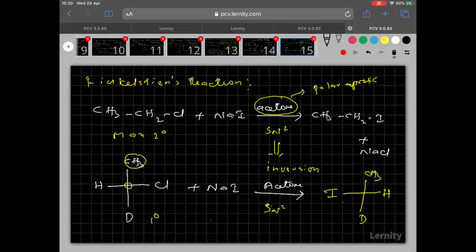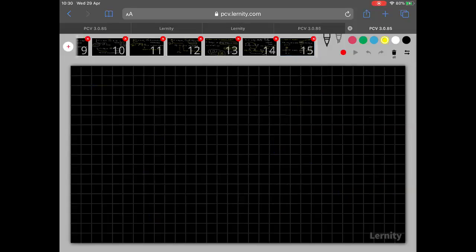The Finkelstein reaction always follows SN2, which leads to inversion. Clear? Now, the next one, I think you know this also, we even discussed it. This is called the Schwarz reaction. The Schwarz reaction is used to prepare fluoroalkanes only. We discussed this also. So how do we prepare a fluoroalkane?